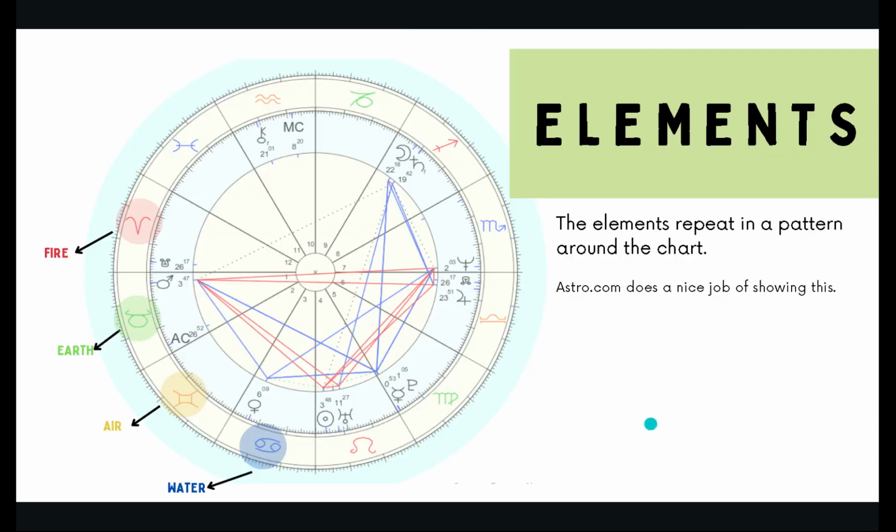Elements. So the elements repeat in a pattern around the chart, and I really like Astro.com because they color code them. So when you're learning, this is a really easy way to learn. All the fire signs are in red, all of the earth signs are in green, all of the air signs are in yellow, water signs in blue. And you can tell, okay, Sag is a fire sign, it's red. Cap is an earth sign, it's green. It's just really easy to read.